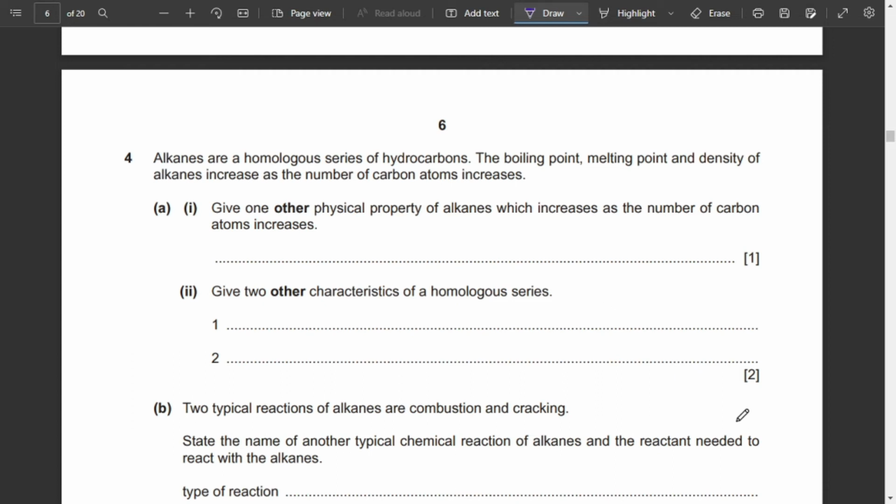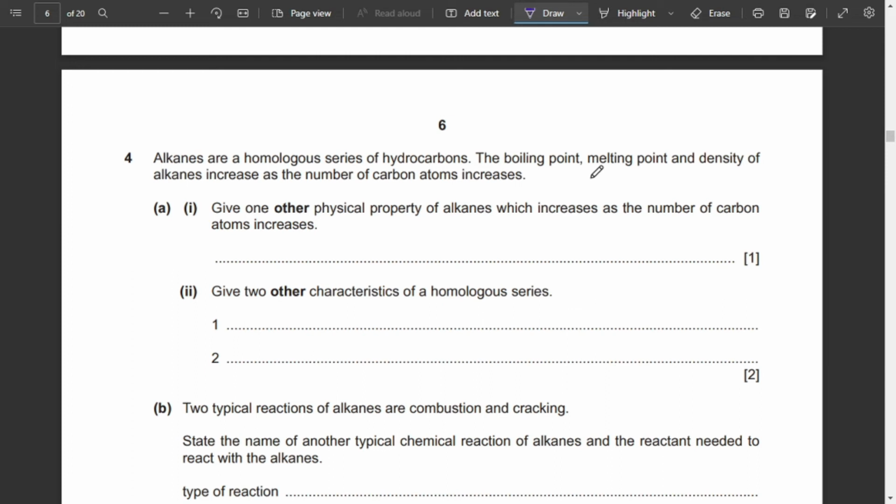And there can be so many things, and one of them is viscosity. Viscosity increases. I think viscosity is the only thing that's left. If we increase the number of carbon atoms, it's going to be more viscous, more thick. Moving on to part 2, give 2 other characteristics of a homologous series. So homologous series have similar chemical properties.